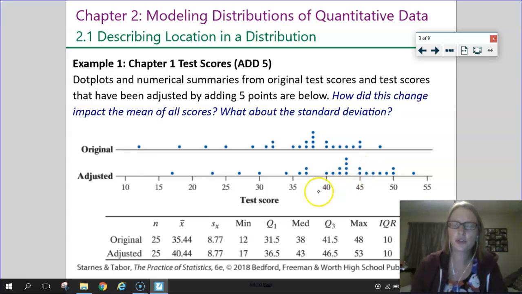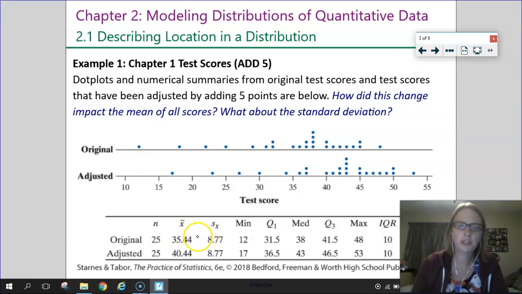The same thing is true for the median, the midpoint. The median of this data is here at 38, near the main peak. In the adjusted data, the median goes up by 5 points again, from 38 up to 43, which I can see in the second adjusted dot plot. That's also going to be true for any individual values. So for example, the minimum and the maximum as well as the quartiles all also went up by 5 points.